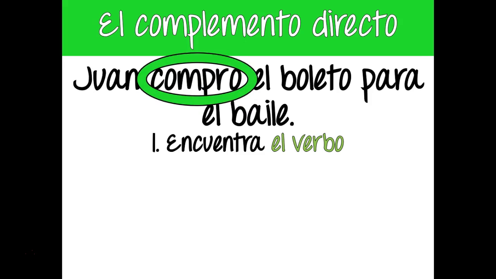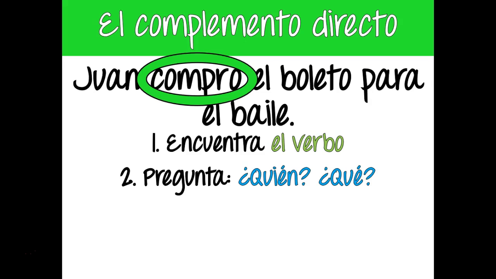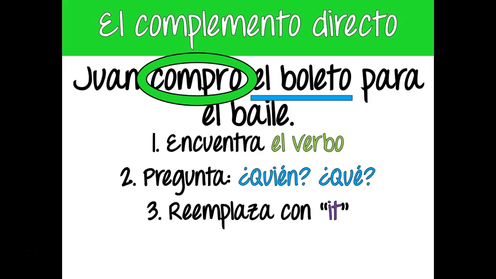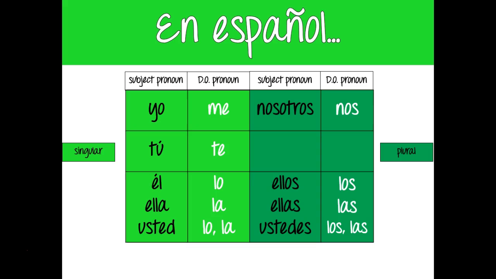In this case, compró. Then you ask the question, who or what is being, and I say verbed, even though that's not really a word, it helps you find the direct object pronoun. You ask yourself, who or what is being purchased in this case? If we answer that question correctly, we learn that the ticket is being purchased. The ticket then is our direct object that we can replace with one of our pronouns. So now we can replace it with it if we'd like to.